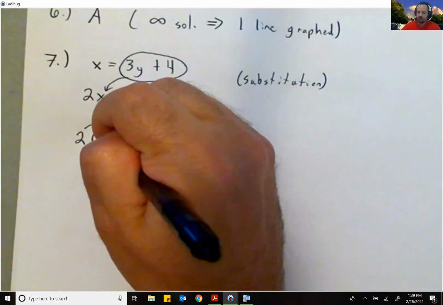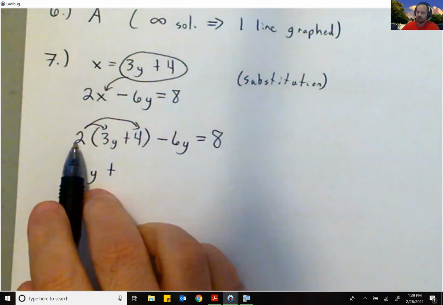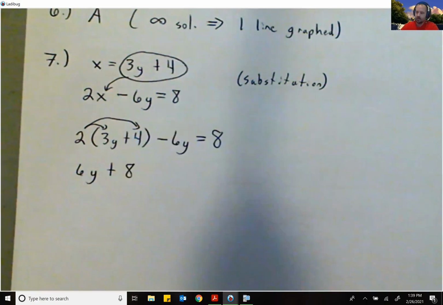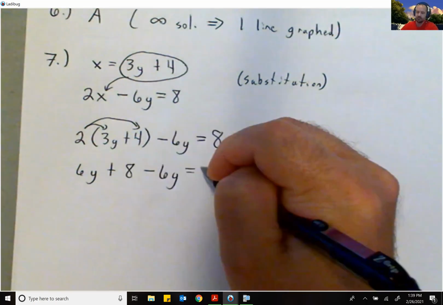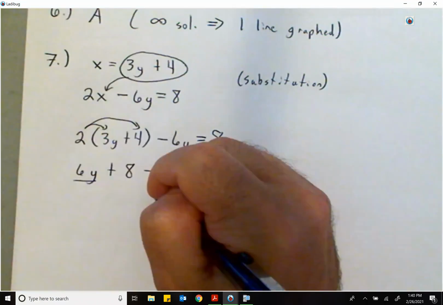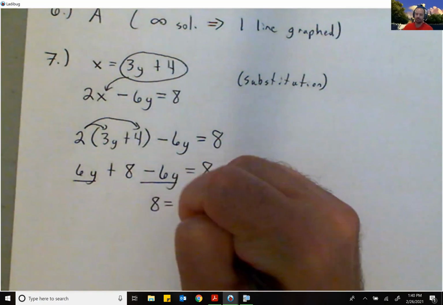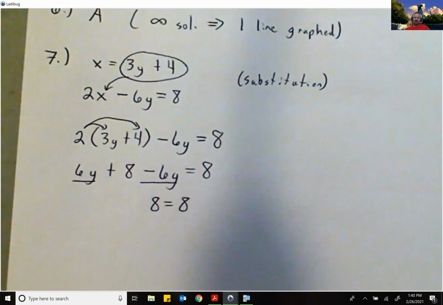All right. So that's going to give us a 6y plus 2 times 4 is 8 minus 6y equal to 8. Now what? Cancel out whatever is the same. Yeah. So 6y minus the 6y. That leaves you with 8 equals 8. Okay. So we combined like terms and my variable went away and we got 8 equals 8. What does that mean? When our variables go away and we're left with 2 numbers and they are the same. It's an infinite solution. This is an infinite solution.